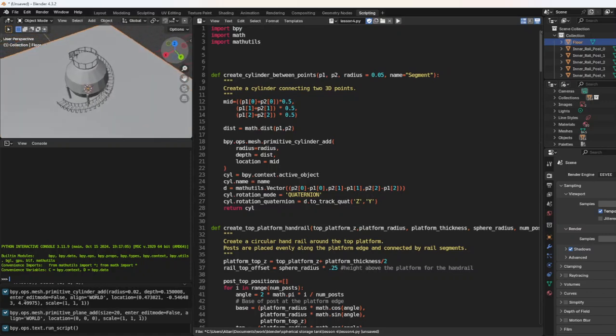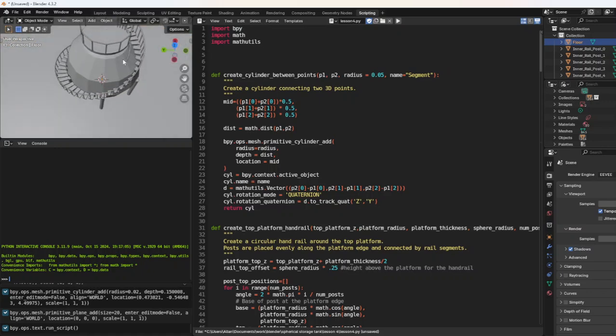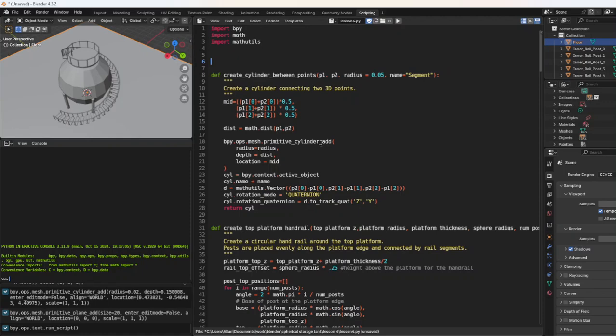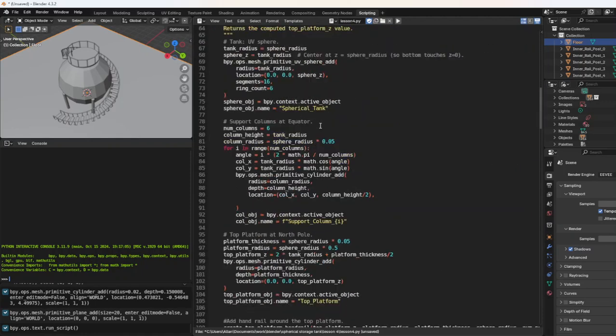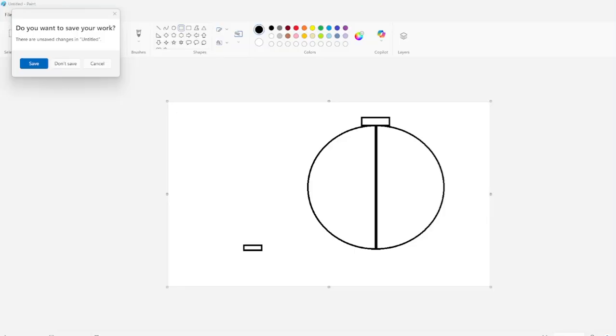Last lesson we made this staircase over here, and there's a problem with it, which is these parts, which is basically just inside the stair. So we can fix that by changing a bit of our code over here. First though, we have to change some stuff.